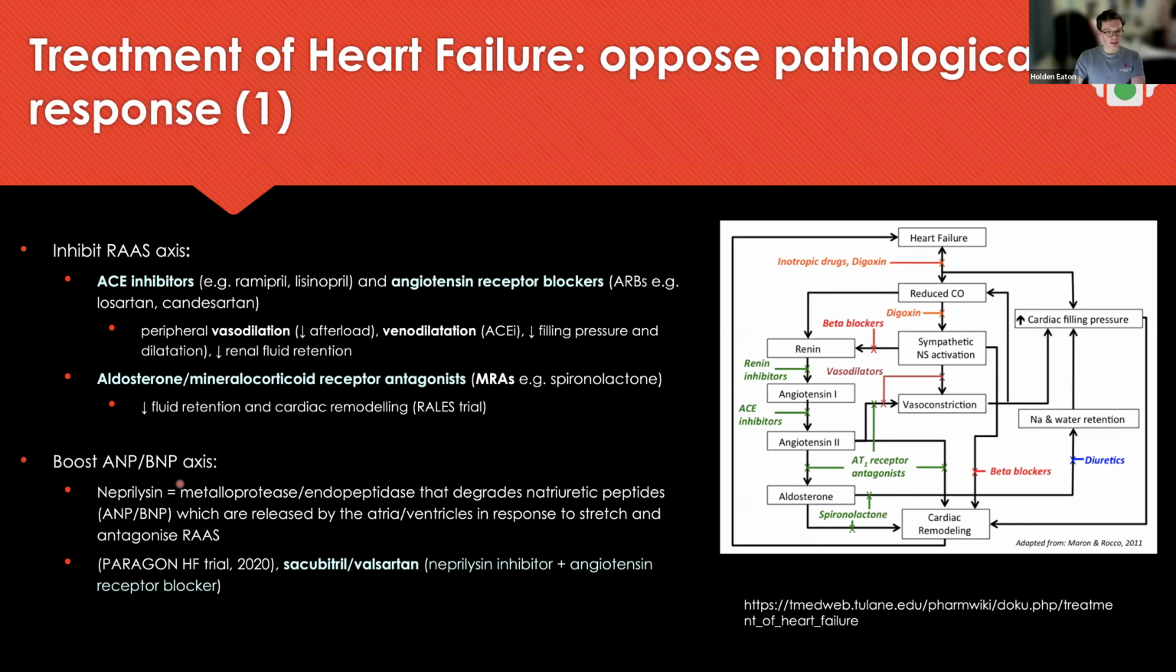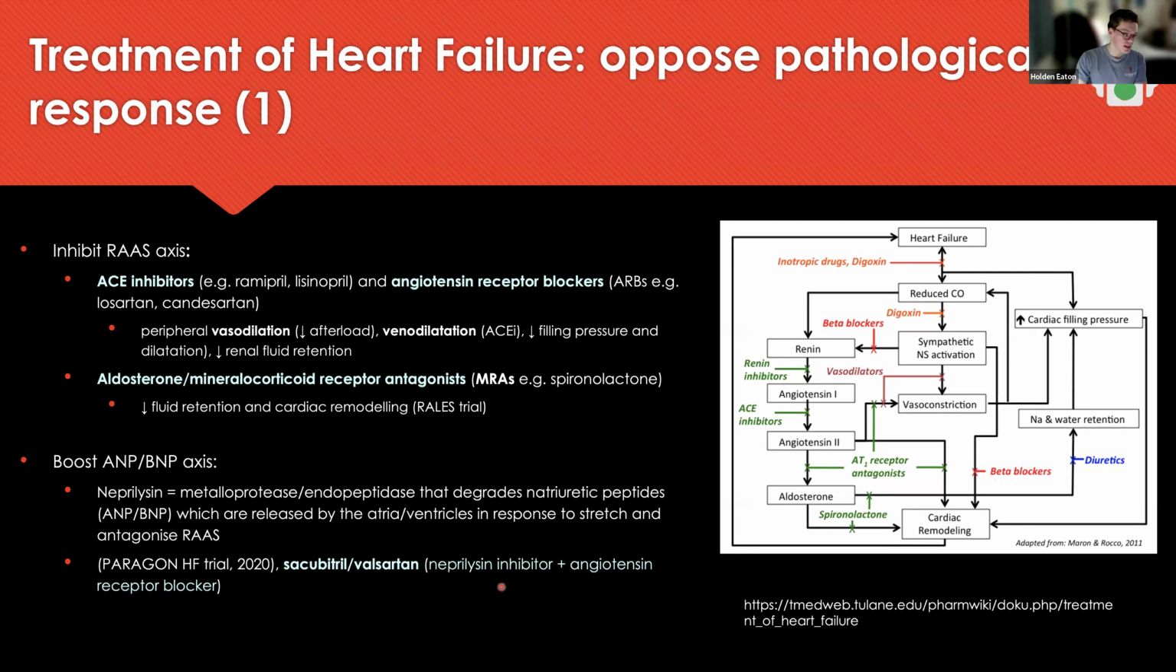So neprilysin is the endogenous enzyme which degrades ANP and BNP. So we inhibit that with sacubitril and valsartan. Sorry, sacubitril. Valsartan is an angiotensin receptor blocker. And this trial here, the PARAGON heart failure trial, is just some good evidence for how successful neprilysin inhibitors are.